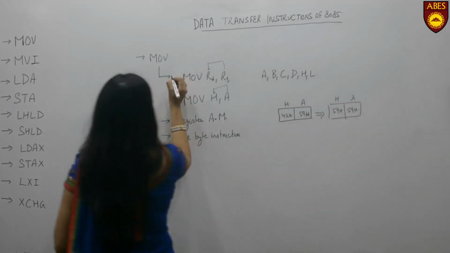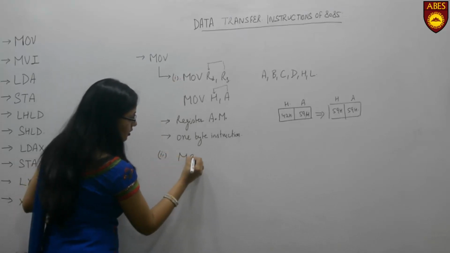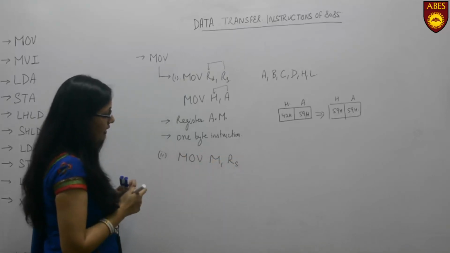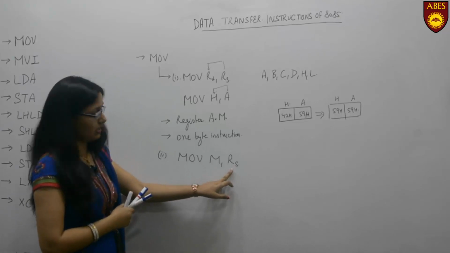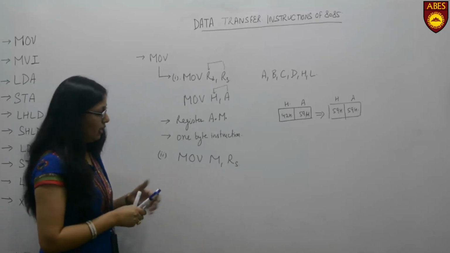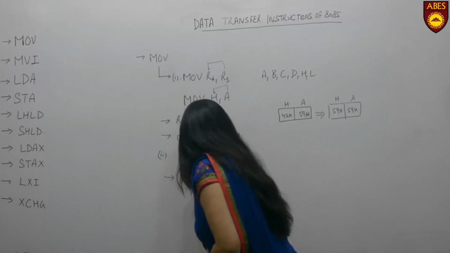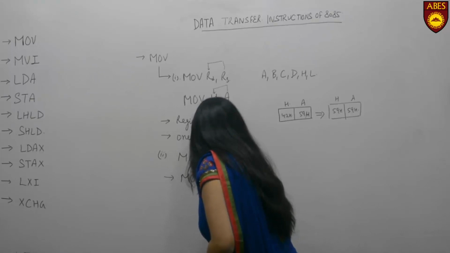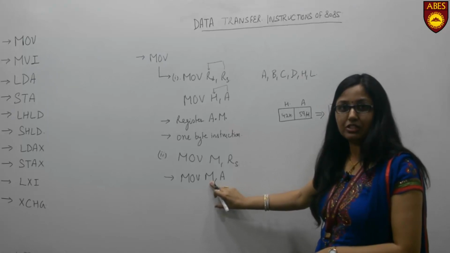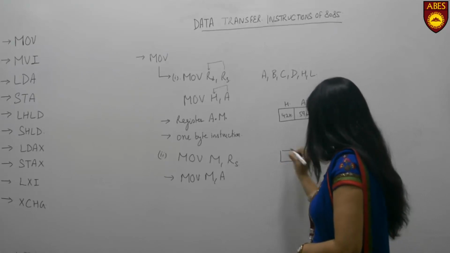The second type of move instruction is MOV M, Rs. What does it mean? The content of the source register is moved to the memory location which is pointed to by the HL register pair. For example, you have an instruction MOV M, A. In this, the content of the accumulator is moved to the memory location pointed to by the HL register pair.